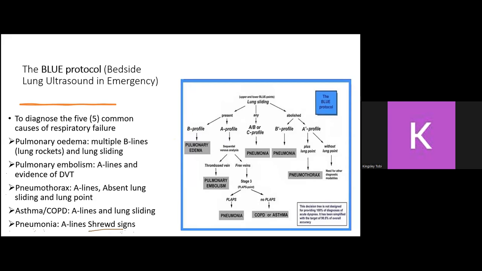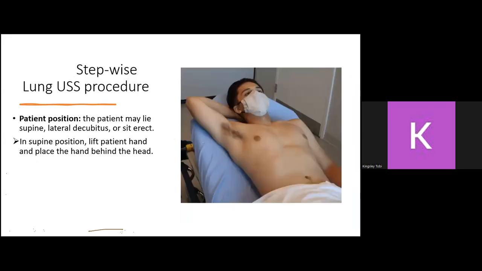Pulmonary embolism as a cause of respiratory failure: you see A lines, no B lines, and there's evidence of DVT from your venous ultrasound. That shows this patient has pulmonary embolism as the cause of the respiratory failure. Pneumothorax: there will be A lines, but no lung sliding, and you're able to identify the lung point. Asthma or COPD: you see A lines, no B lines, lung sliding. Pneumonia: you will see A lines with distress signs or the bumping pleura that I mentioned before.